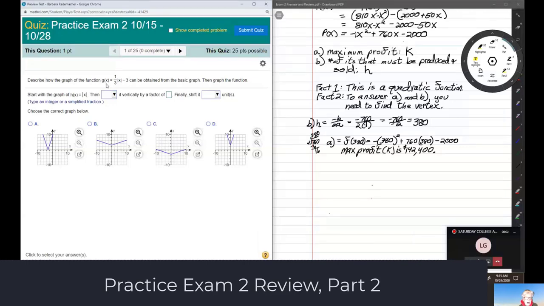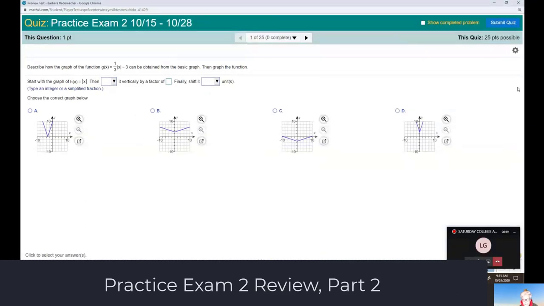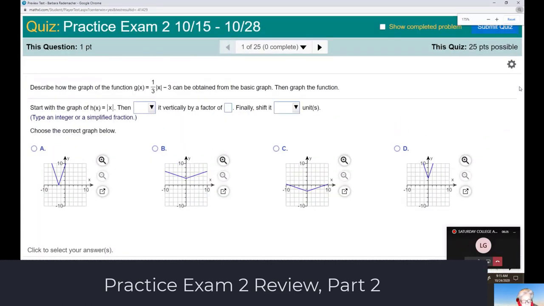All right, describe how the graph of 1/3 times the absolute value of x minus 3 can be obtained from the basic graph. Then graph the function, which translates, of course, into, let's try to make it a little bigger, control plus, there, that's somewhat bigger. Translates into choosing one of these.